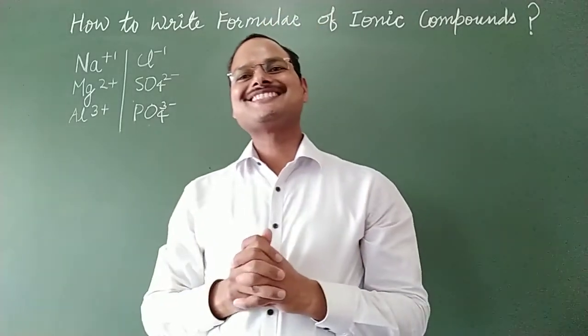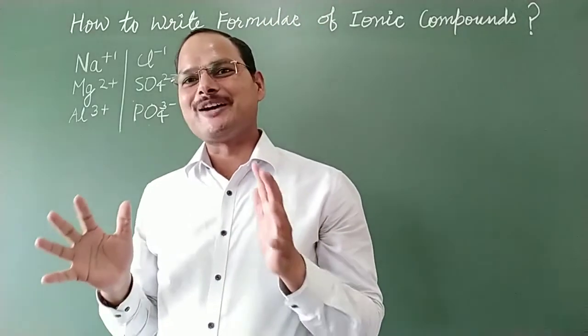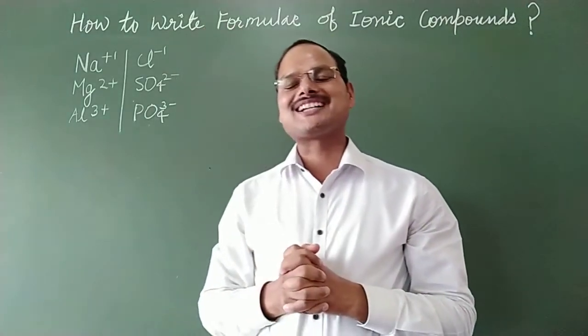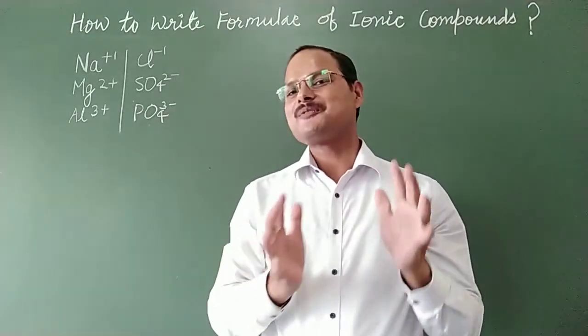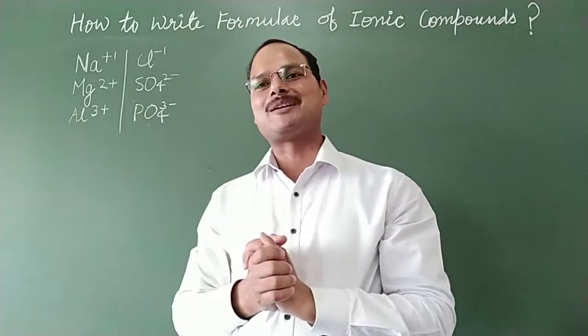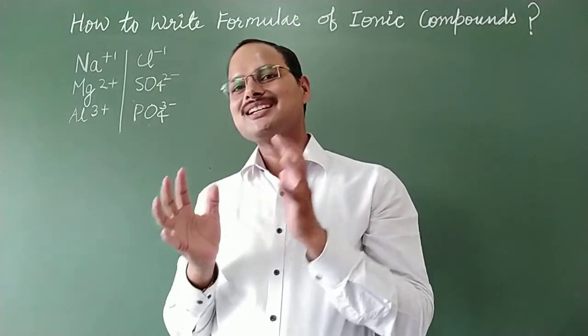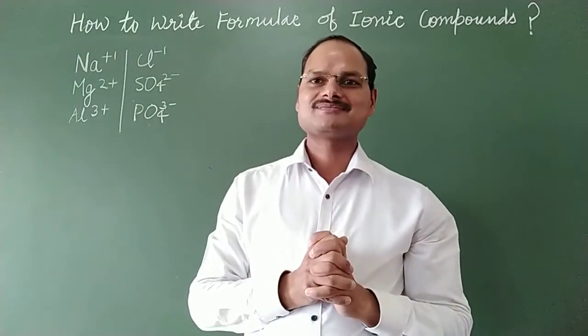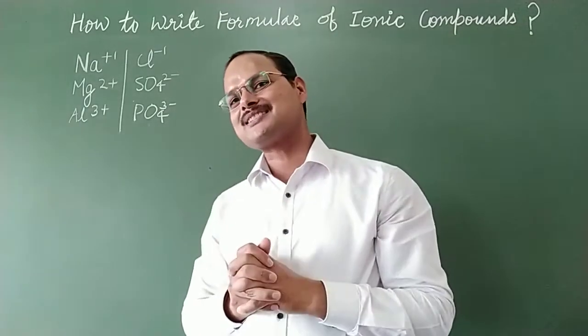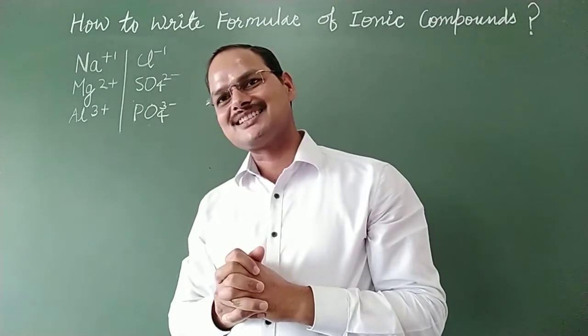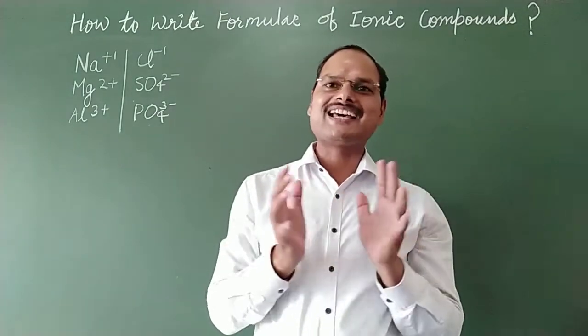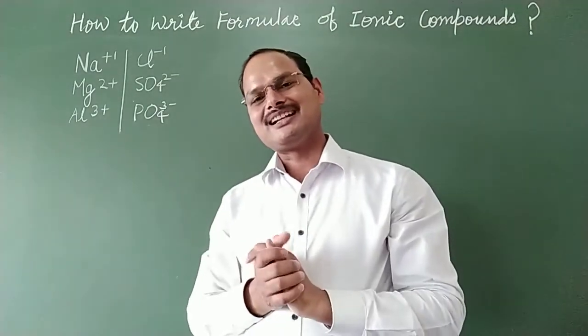Hello dear students, in this video I am going to explain how to write correct formulae of ionic or electrovalent compounds. Students, we know that an ionic compound consists of ions. Ions are of two types, cations and anions. Cations have positive charge, anions have negative charge.